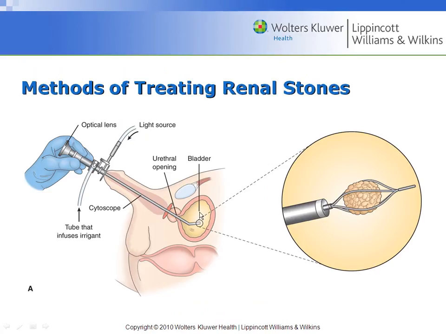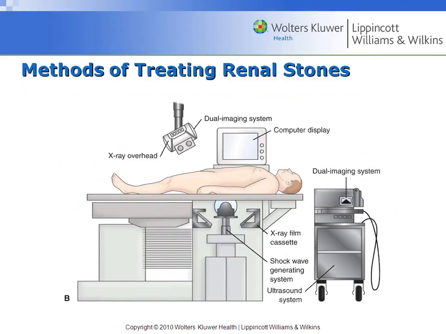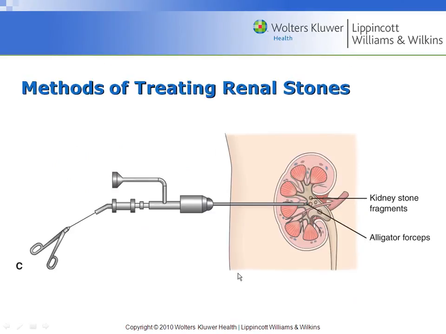Methods of treating renal stones. The first one is using a cystoscope, where they go and retrieve the stone. And this one is lithotripsy, where they are using shock waves. And then this one is percutaneous retrieval of the stone. So it depends, like we said, on the size of the stone.